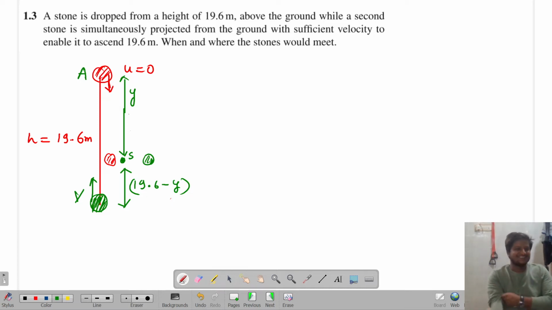That means the velocity we are throwing is 19.6 meter per second.